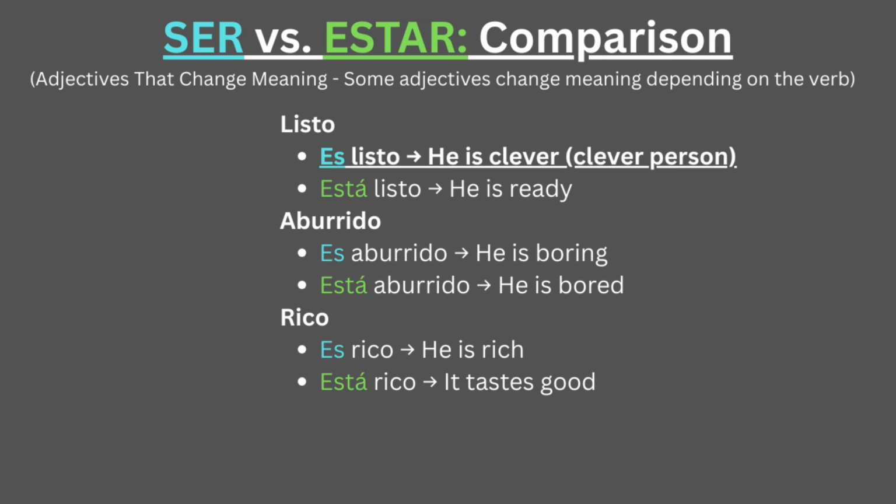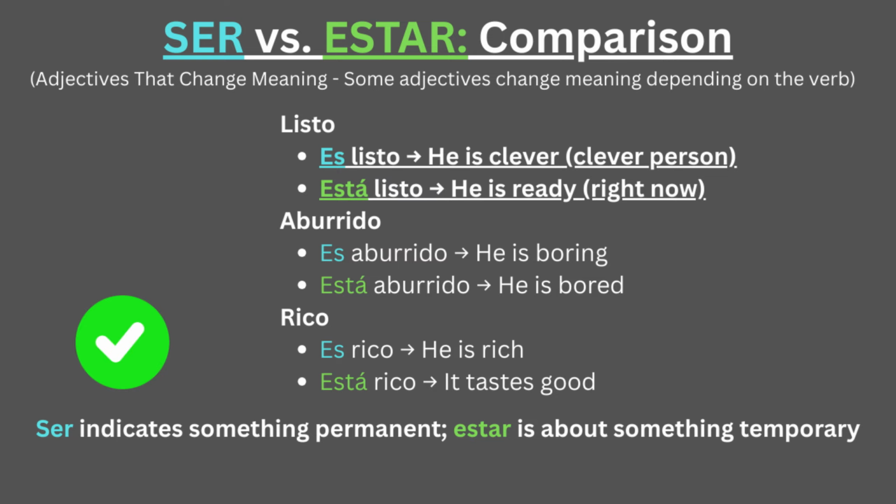By saying es listo, we indicate that he is a clever person in general, so it's a trait that he has. It's a more permanent characteristic than a current condition. However, by saying está listo, we indicate a temporary state and a momentary condition that he has now, but it can change. This is the main difference between the verbs. Ser indicates something permanent, which is a trait, and estar is about something temporary, which is a momentary state happening right now.